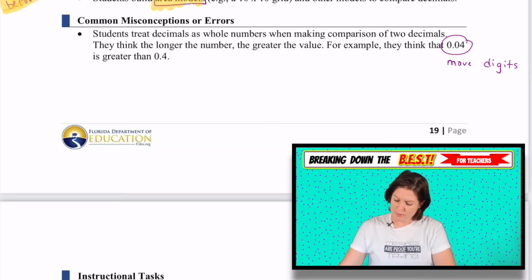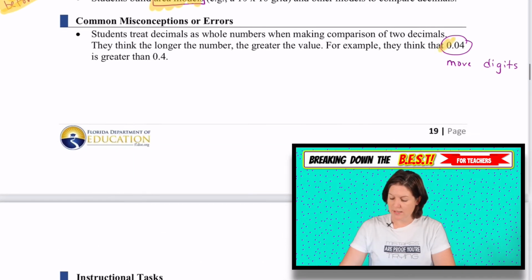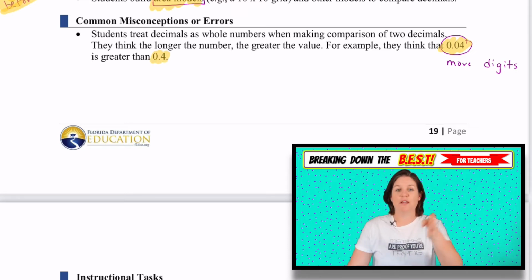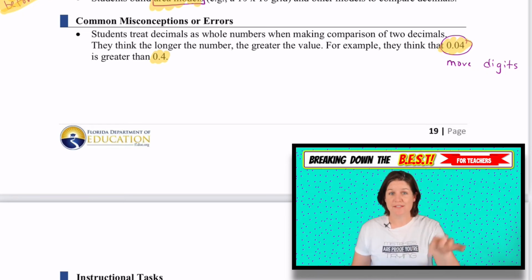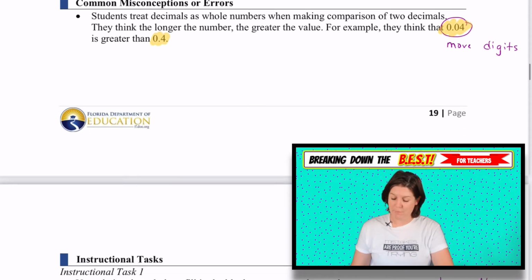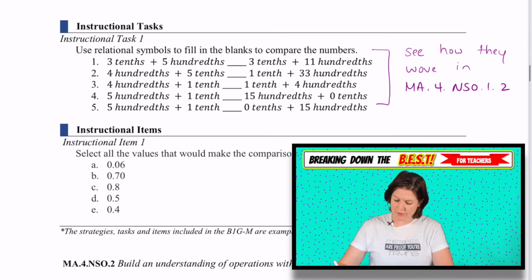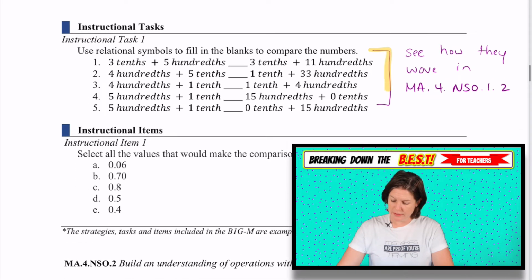Some errors or misconceptions they might have is saying that, okay, if this is for hundredths and this is for tenths, their students are used to hundreds being greater than tens, and now we're changing it where the hundredth is less than the tenth. So it will make more sense the more that you can break it down with place value blocks or area models.